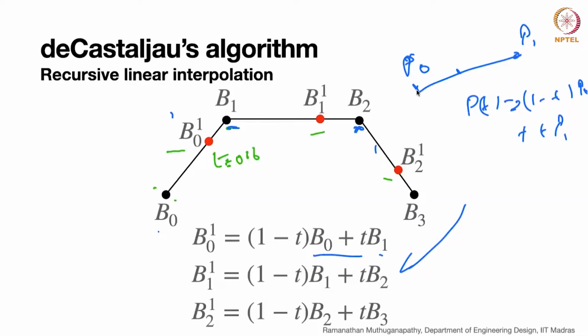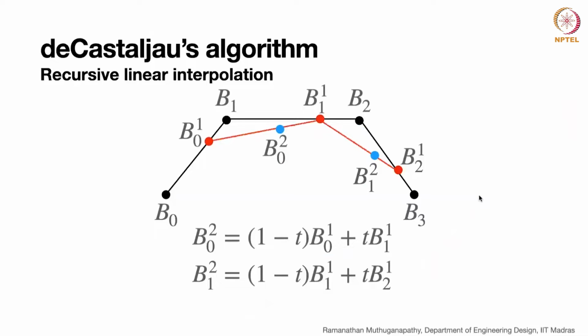This is the first step, and you can see these red points, and these red points will lead to this shape. This is like a new kind of polygon. In this new polygon, you apply again the same linear interpolation as shown here, same t value. Then you will get b0,2 and b1,2, between b0,1 and b1,1, and then b1,1 and b2,1. Guys, is it okay? Yes, sir.